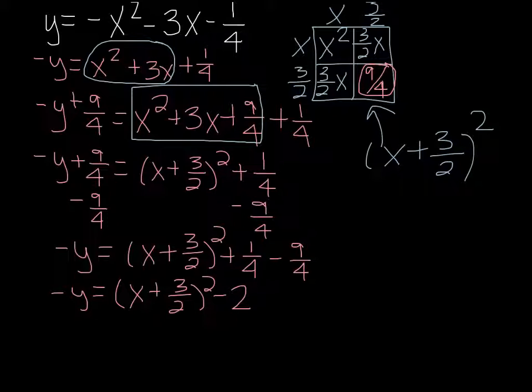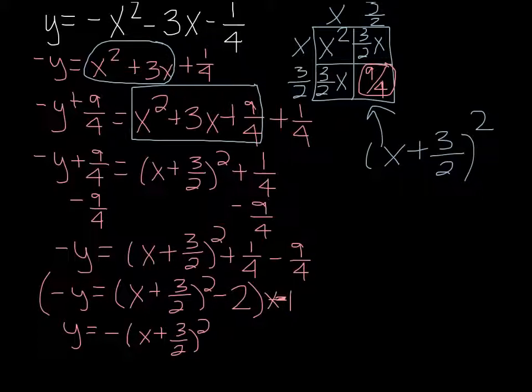The final step would be to multiply everything by negative 1. I'll write it as times a negative 1 so we know it's not subtracting 1. It's a negative sign. And so then we're going to get y is equal to a negative x plus 3/2 in parentheses squared, and then plus 2. That means that your vertex would be at negative 3/2, comma, positive 2.